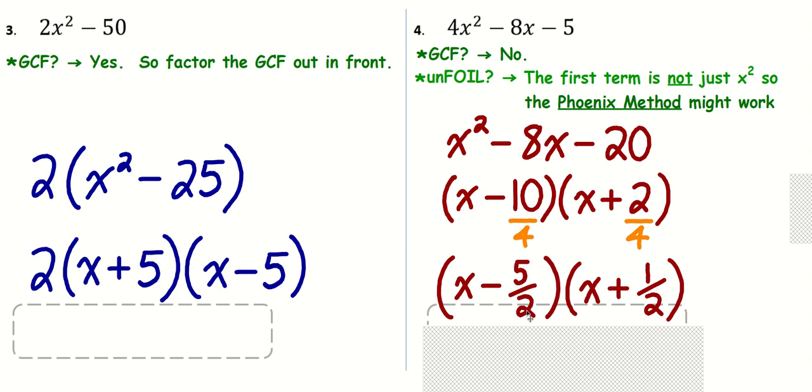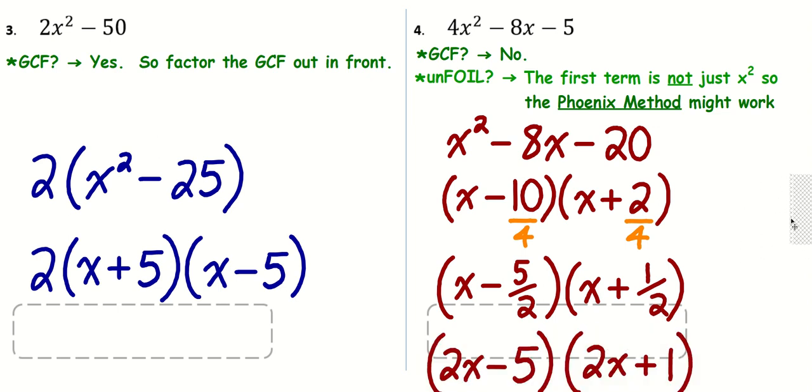If you have trouble reducing fractions, the calculators we currently use in class can reduce fractions for you, as long as you're in the right mode and push the right buttons. But 10 over 4 reduces to 5 over 2, 2 over 4 reduces to 1 over 2, and then the last step of the Phoenix method is any denominator that's left over is going to get bumped up in front of the x in that bubble. So the final answer, the final factors are 2x minus 5 and 2x plus 1. And that's the Phoenix method, and this is when you use it.